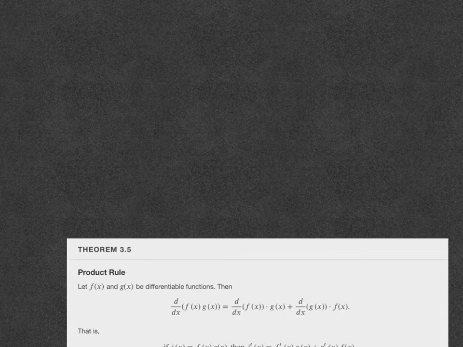So if I have an f times a g, not a plus, not a minus, but two x terms being multiplied by each other, the product rule says you get this big expression for the derivative. It's the derivative of the first function times the regular second function, plus the derivative of the second function times the regular first function. In terms of apostrophes, f prime g plus g prime f.